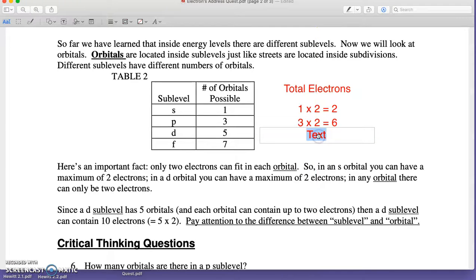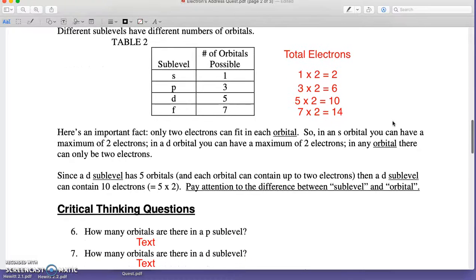I think you see where I'm going here. In the d sublevel, I have 5 orbitals with 2 electrons per orbital, which gives me a total of 10 electrons in the d sublevel. And then our last item up here is the F sublevel. In the F sublevel, there are 7 orbitals, 2 electrons per orbital, for a total of 14 electrons. So the S sublevel has 2 total electrons, P can hold 6, D can hold 10, F can hold 14. That chart's helpful as we do things later.